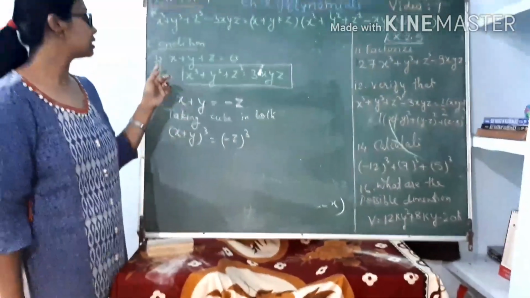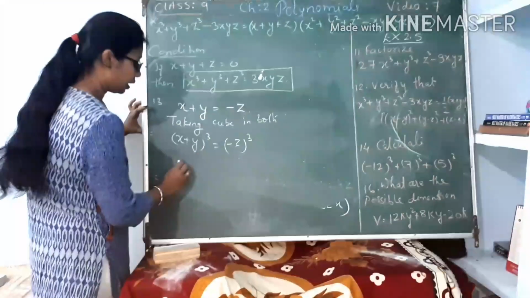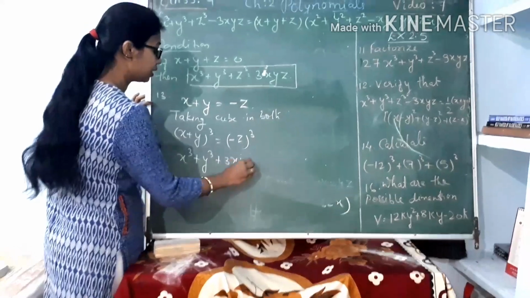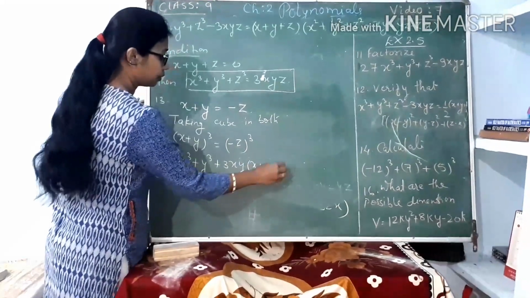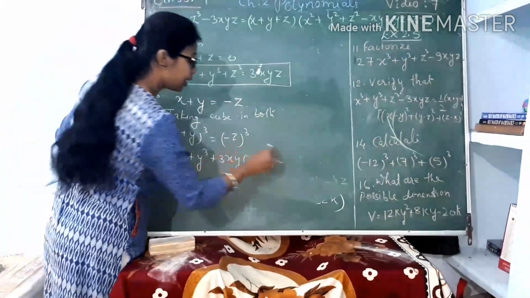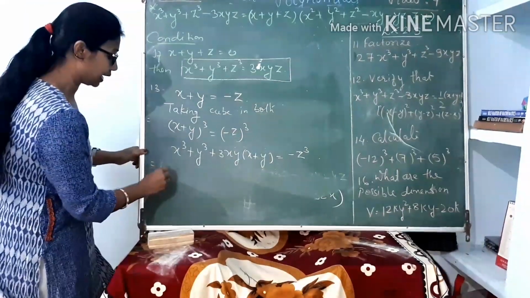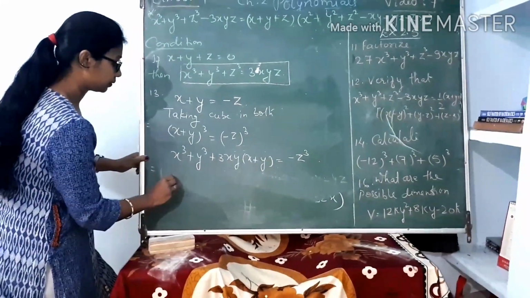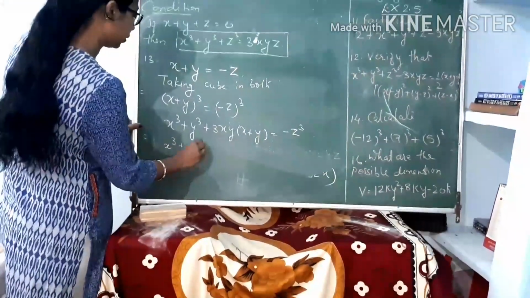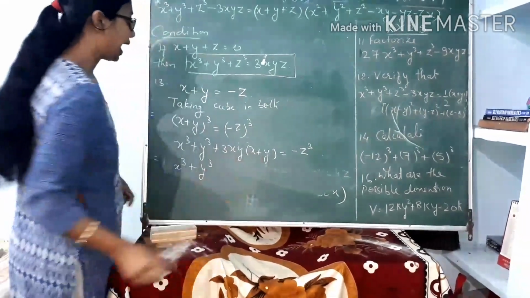Question number 13 is to show this condition. So I am solving for you. x cube plus y cube plus 3xy times x plus y. We have already studied this identity, minus z cube. Bring this z cube here, what will you get? x cube plus y cube, and this is x plus y.